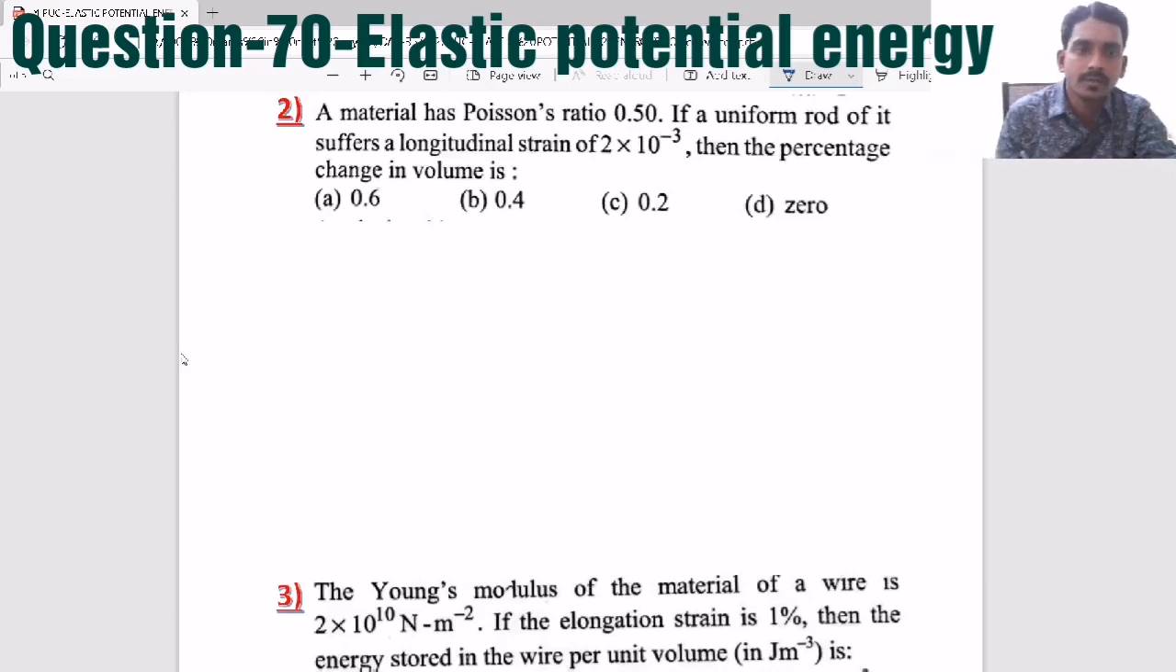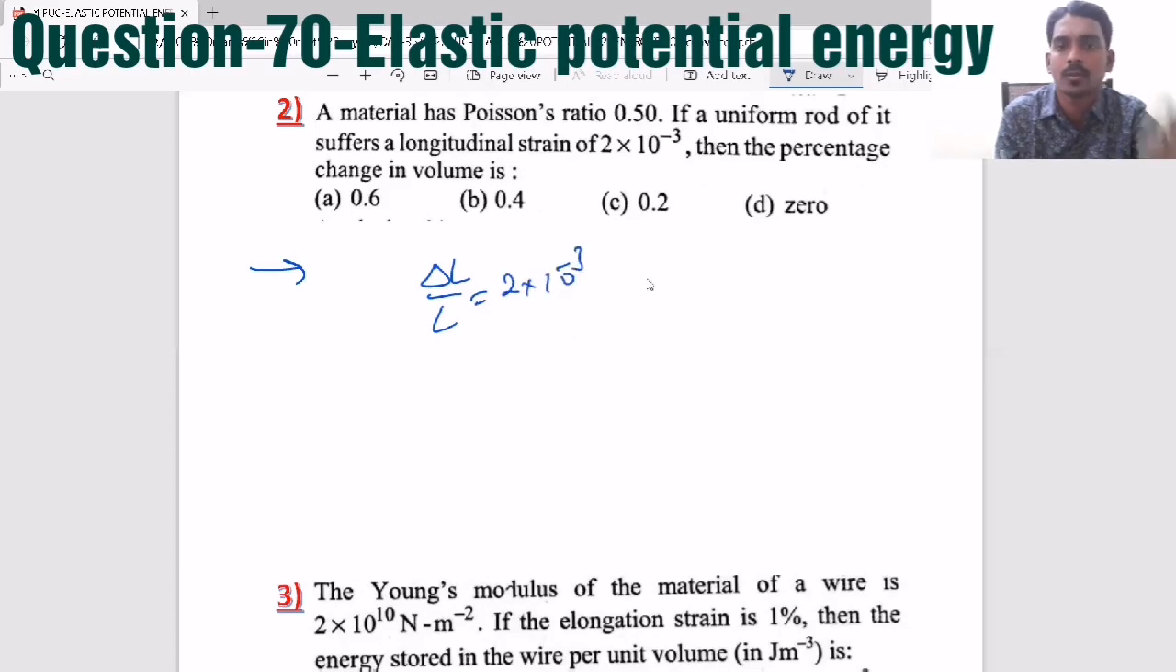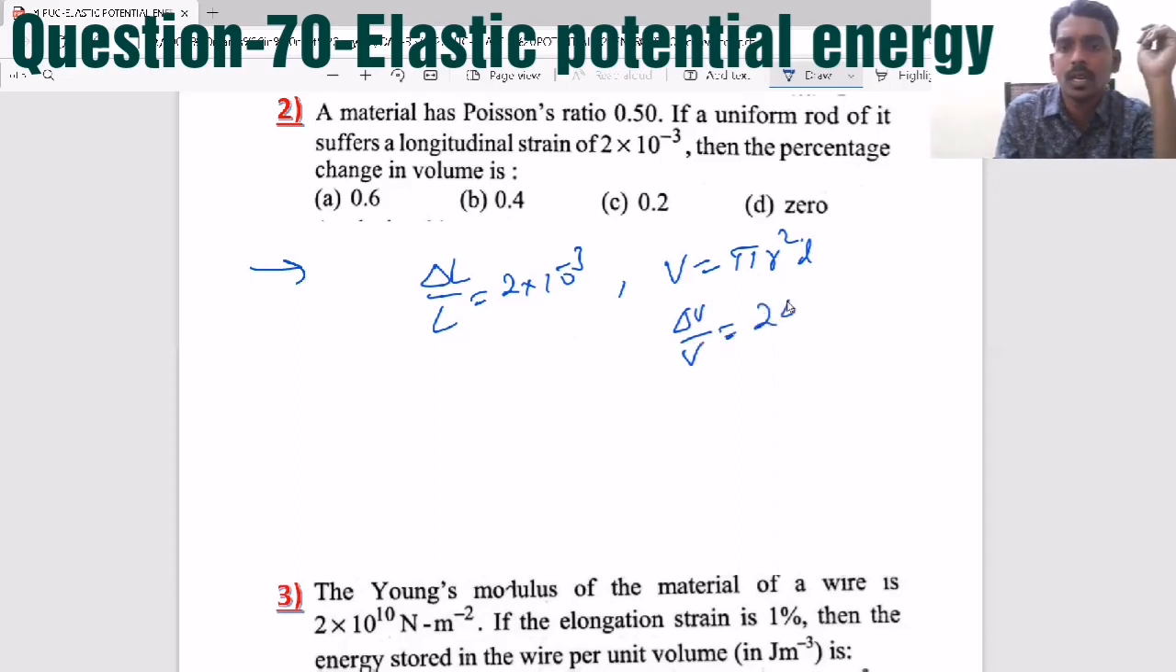Now the next question is, a material has Poisson's ratio 0.50. If a uniform rod of length L suffers a longitudinal strain, so longitudinal strain delta L by L they have given as 2 into 10 power minus 3, then the percentage change in volume. See, volume is actually pi r square h, or r square L. So that here delta V by V equals 2 delta R by R plus delta L by L.